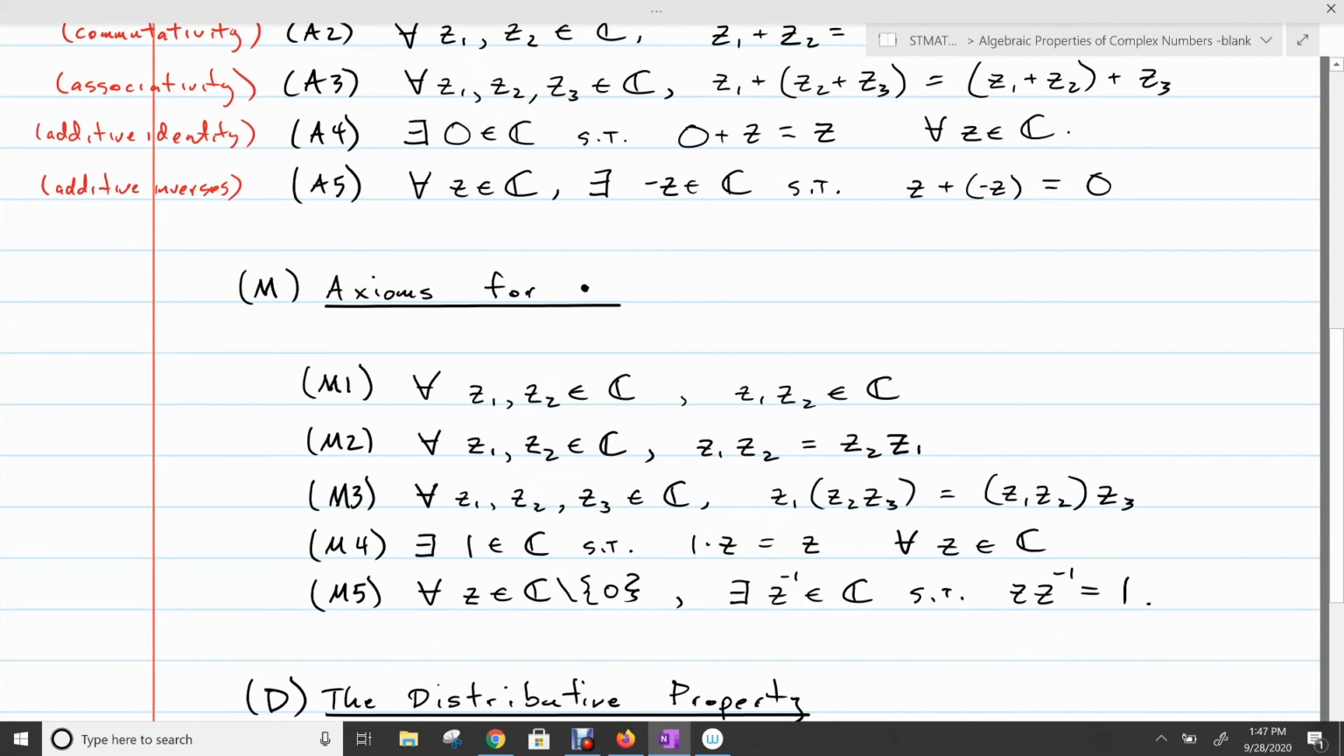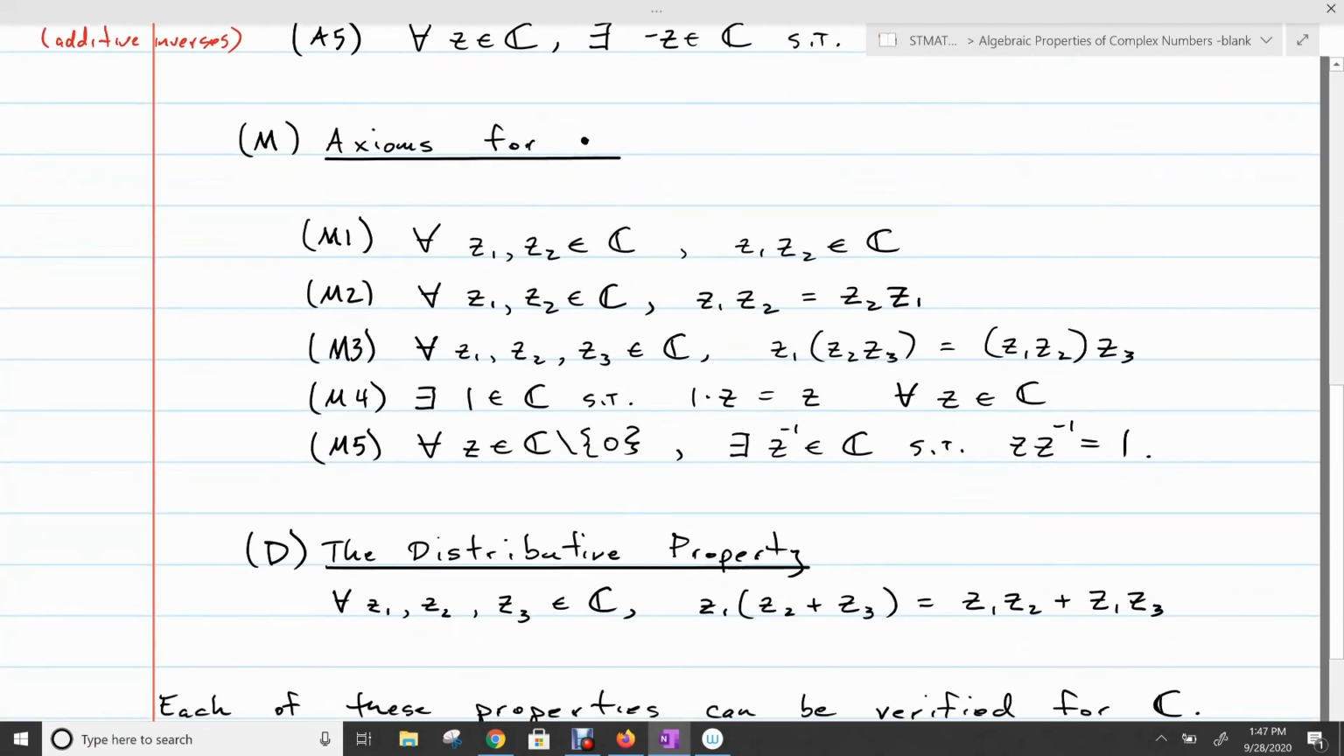And then we have similar properties for multiplication. So the first multiplication property there, M1, is that we have closure for multiplication. When you multiply any two complex numbers, you always get back a complex number. The second property just says that you can multiply two numbers in whichever order you want. It doesn't make a difference. You'll get the same result. So z1 times z2 always equals z2 times z1. So that's also called commutativity.